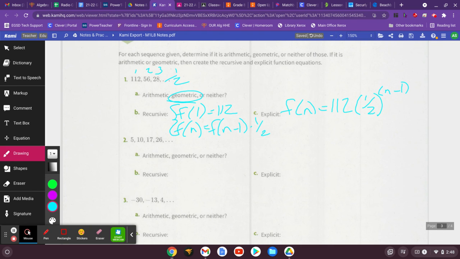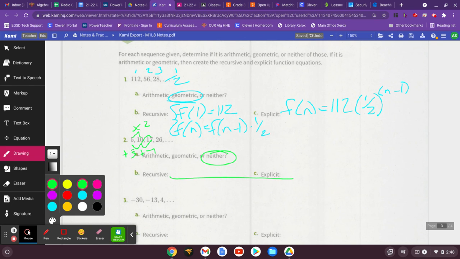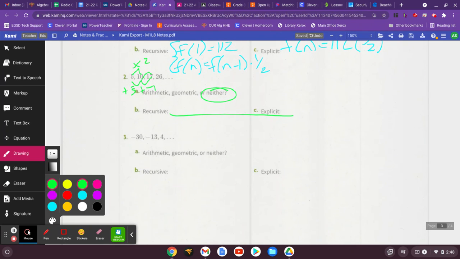All right, next one. 5 to 10 to 17 to 26. Well, let me use a different color. Let's see. That would be a times 2, but that is not. This would be a plus 5. That is not. That's plus 7. This would be neither. So we don't have to worry about either of those.